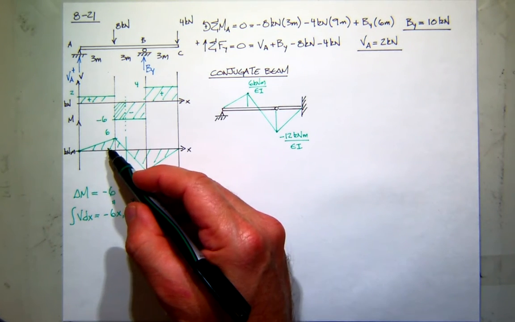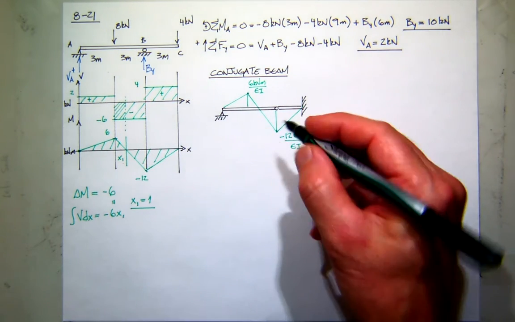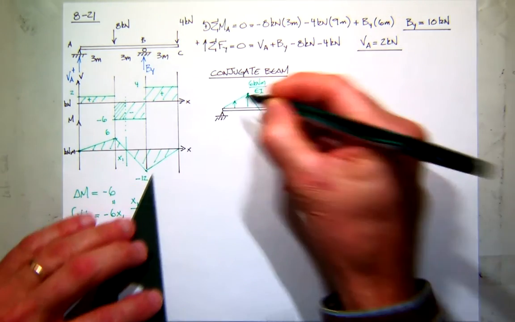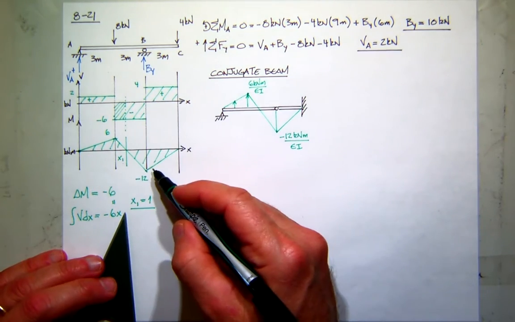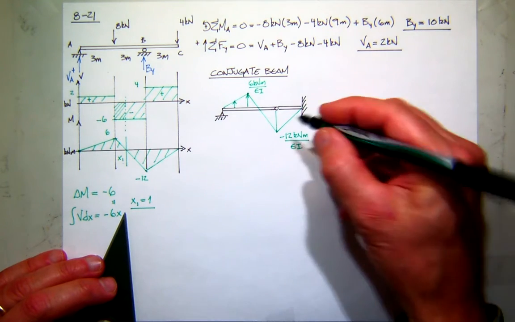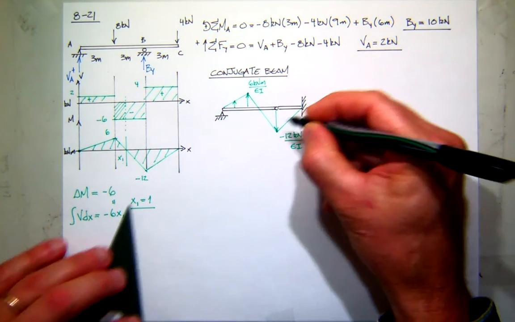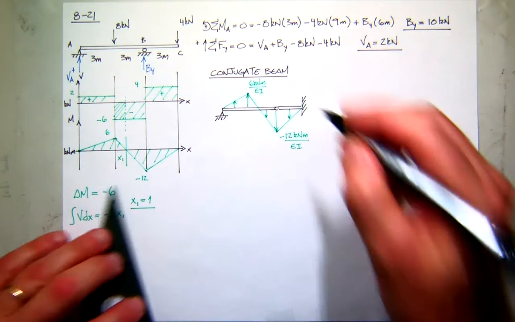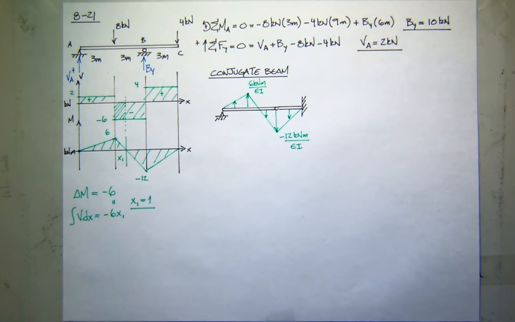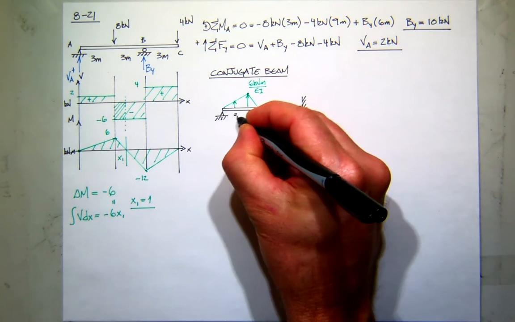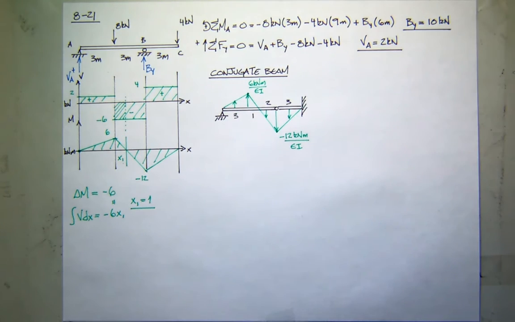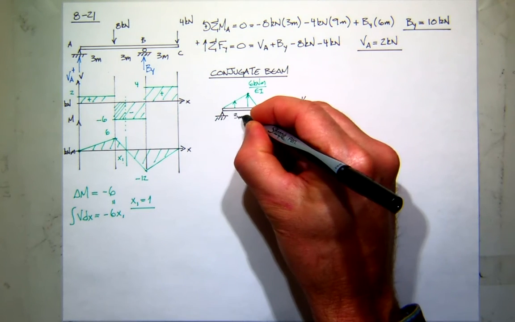Positive moment is positive load, and positive load is up. Negative moment equates to negative load, and negative load is down. So this would be 3, 1, 2, and 3 for the distances.